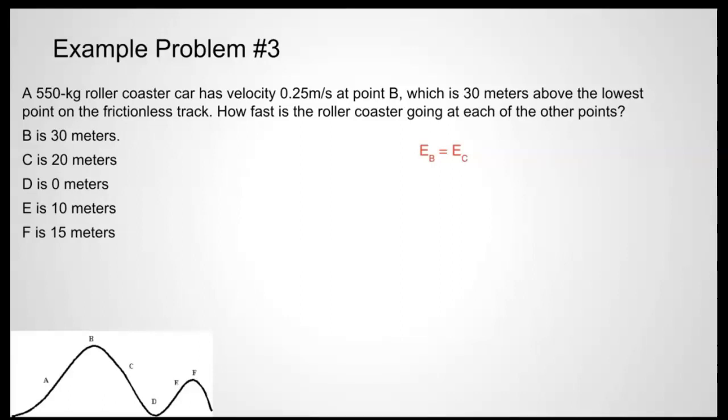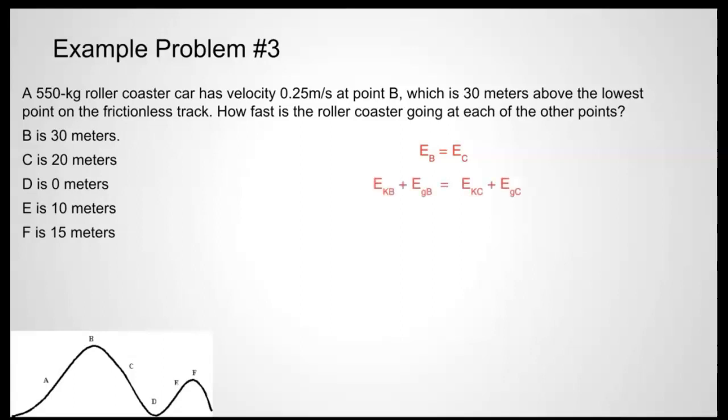It's a frictionless track, so this is true. The mechanical energy E at B equals the mechanical energy E at C and at D and at E and at F. B is the one that I know the most information about, so that's the one I definitely want to include, and C is the one I want to include here because I'm going to find out how fast the roller coaster is going at point C.